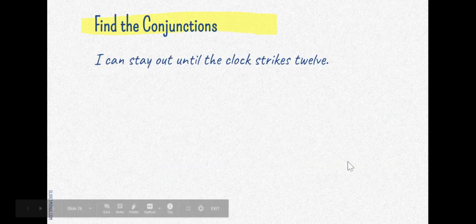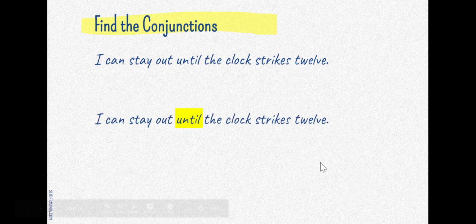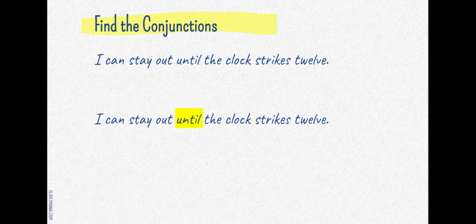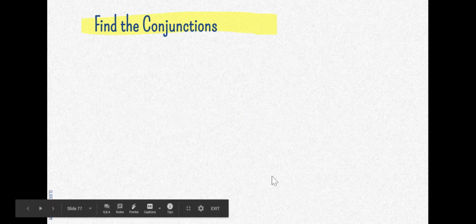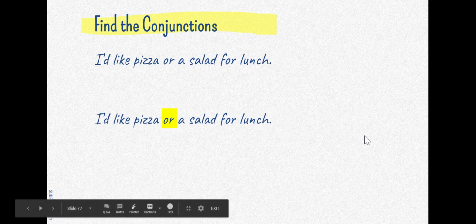Let's do our examples here. I can stay out until the clock strikes 12. Find the conjunction. It's until. Until is the conjunction there that's joining and telling the relationship between those two ideas, I can stay out and the clock strikes 12. Next one, I'd like a pizza or a salad for lunch. Our conjunction here is or. It's joining pizza and salad together.